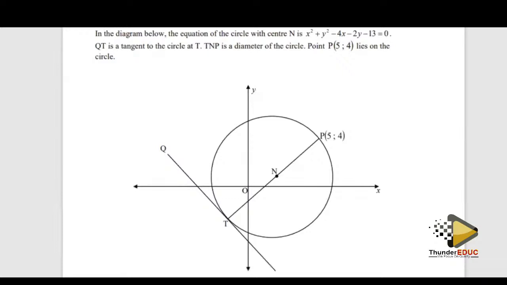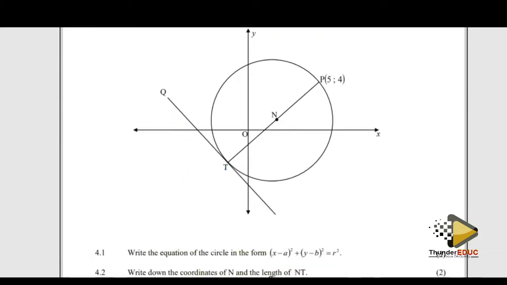Then question 4, dealing with the circles. Telling us the diagram below, the equation of the circle N is given as that. And then QT is a tangent to the circle at T. T and P is the diameter of the circle. Point P, which is (5, 4), lies on the circle. All right. Then the question is, can we write the equation of the circle in this other format?